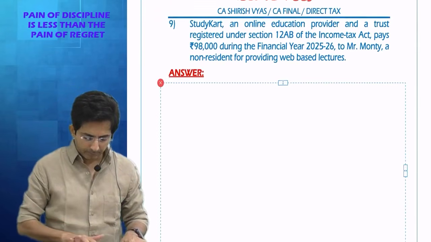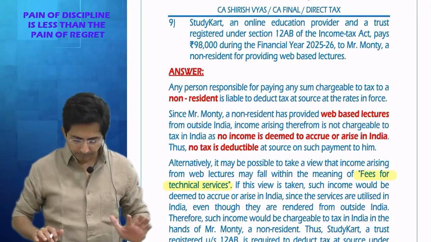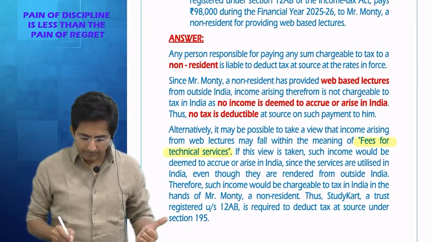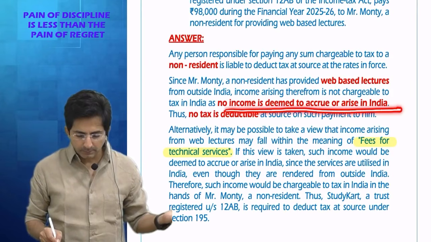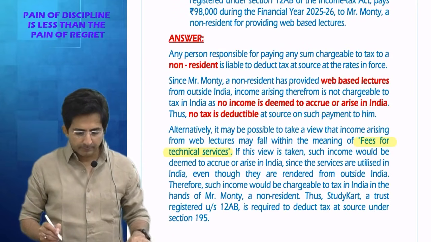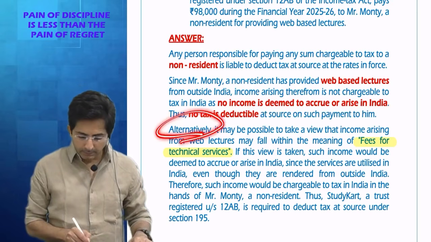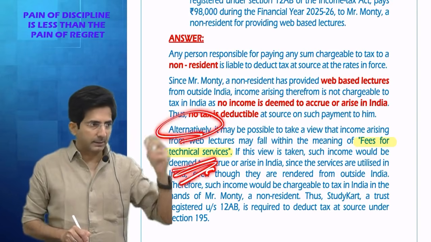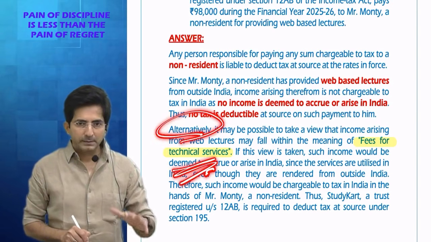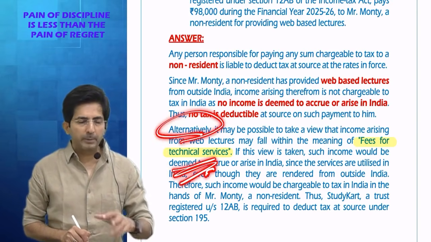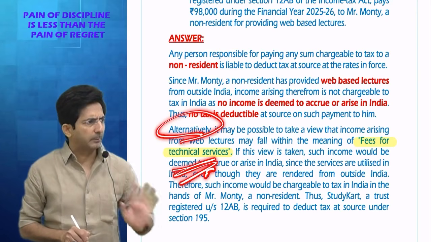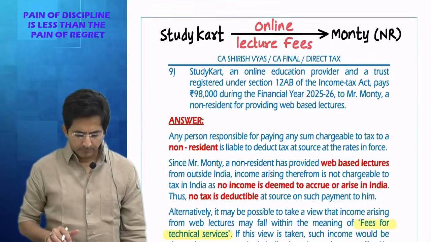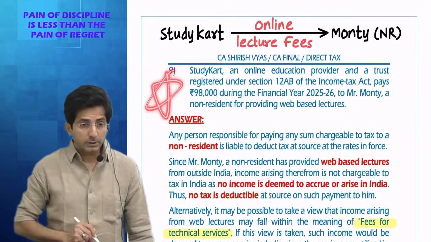See, I have written here. Alternative 1: no income is accrued in India because it doesn't have a permanent establishment. Okay. And the alternative answer is, if you treat teaching as a technical service, then for technical service there is no requirement of having a place of business in India. So income will be directly said to accrue in India and TDS will apply. So this was a good question, question number 9.